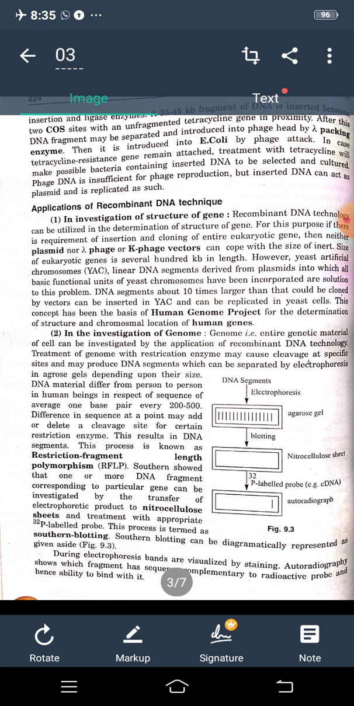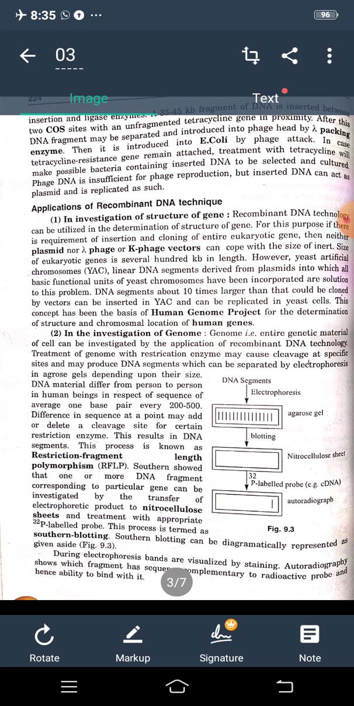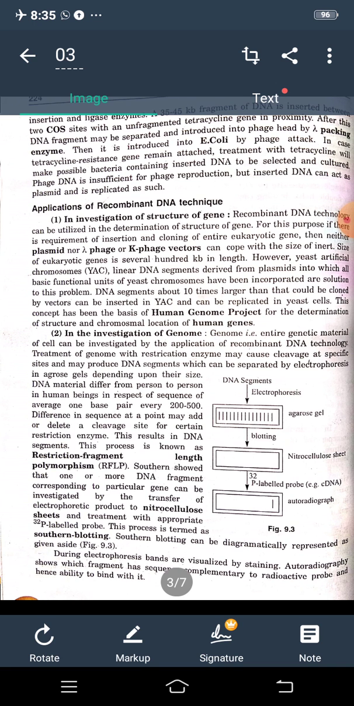Now we can discuss the applications of recombinant DNA technique. A first application is in investigation of structure of genes. The recombinant DNA technology can be utilized in the determination of the structure of a gene.